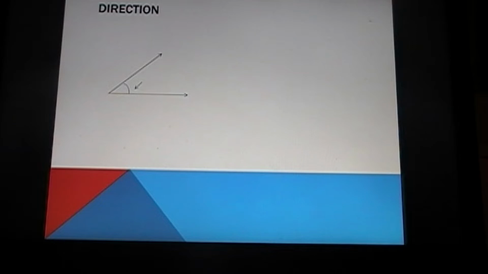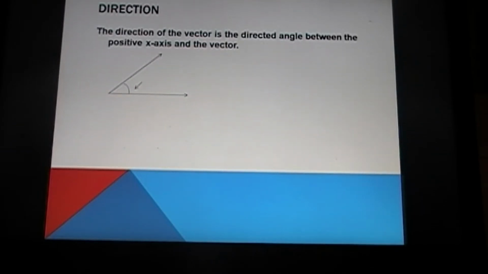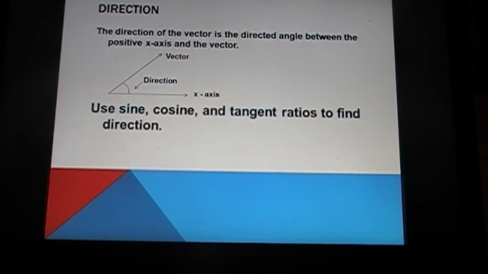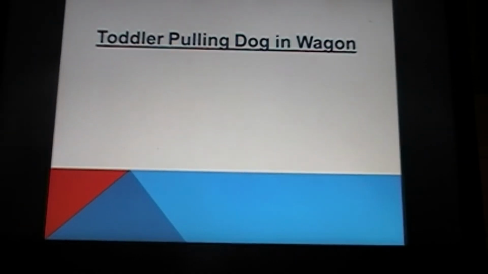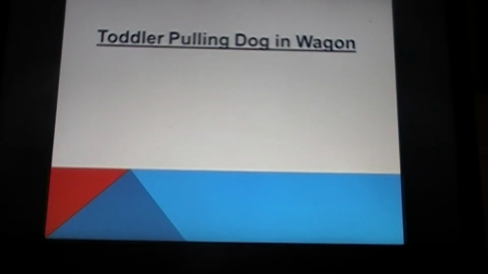What is direction? The direction of the vector is the directed angle between the positive x-axis and the vector. That's the vector. That's direction. That's the x-axis. Use sine, cosine, and tangent ratios to find the direction. Now we will check out a toddler pulling a dog in a wagon because this uses forces.